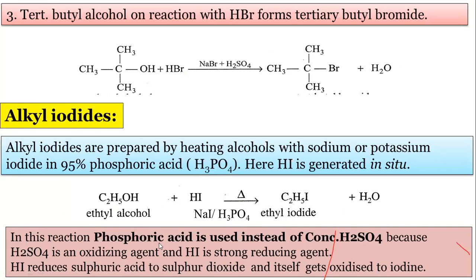So if H2SO4 is used, what will happen? The HI will reduce the sulfuric acid to sulfur dioxide and itself get oxidized to iodine. So due to this reason, H2SO4 is not used, H3PO4 is used. Remember this.